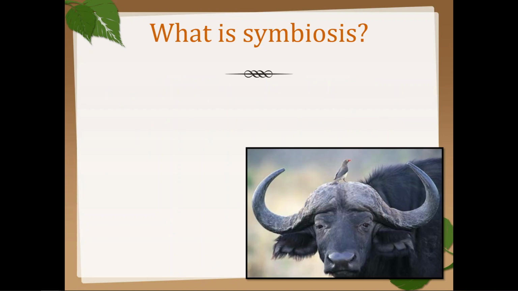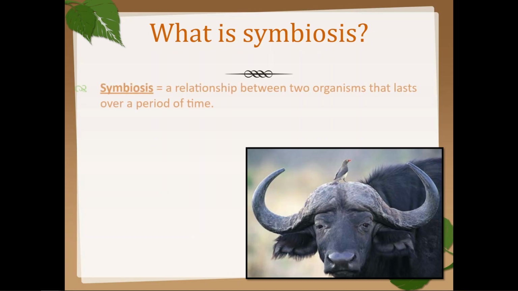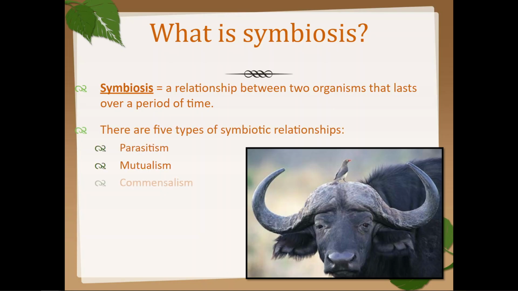So what is symbiosis? Symbiosis refers to the relationship between two organisms that last over a period of time. This can range from both organisms benefiting to one benefiting at the expense of another. Today, we're going to explore the 5 main types of symbiotic relationships: parasitism, mutualism, commensalism, neutralism, and competition.